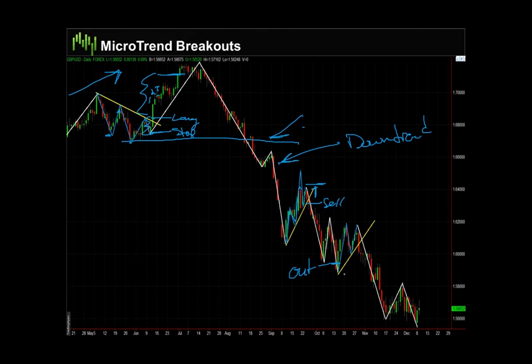Then we have another micro trend. Enter again, another 100 pip risk, 300 pip target. Okay. This is a daily price chart.